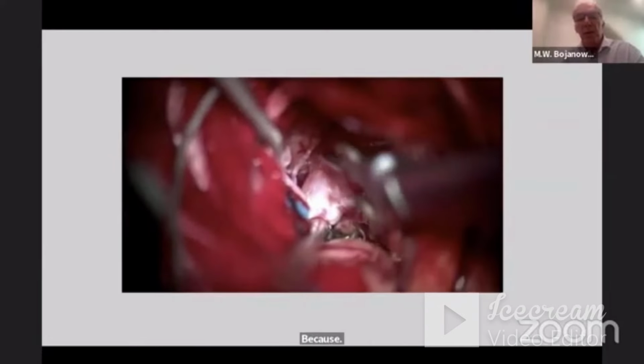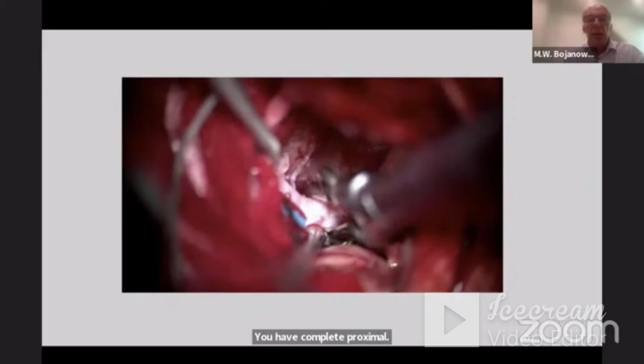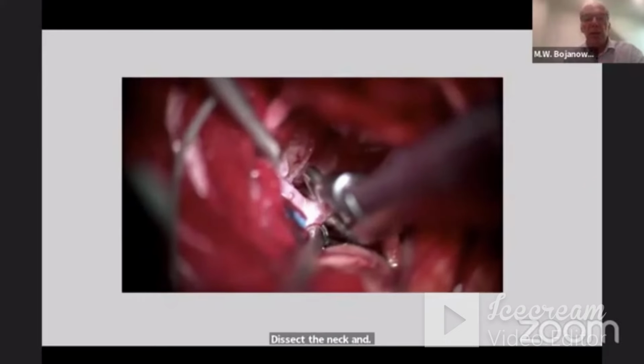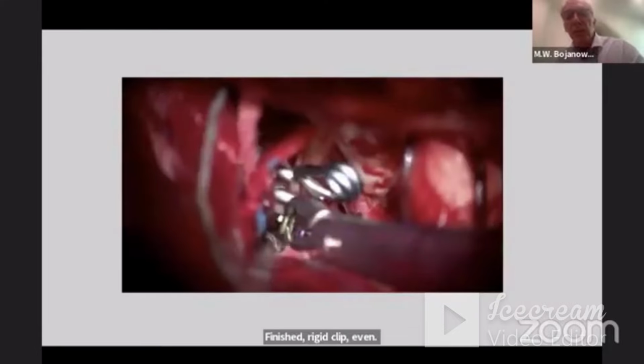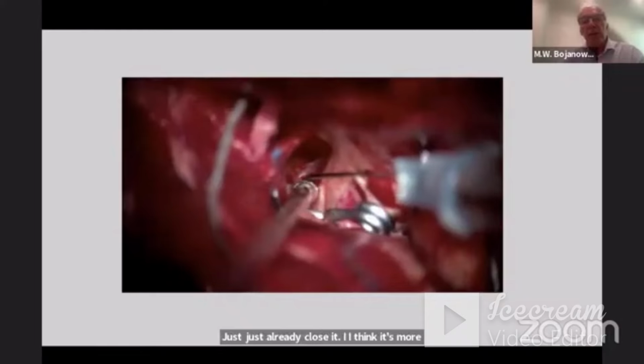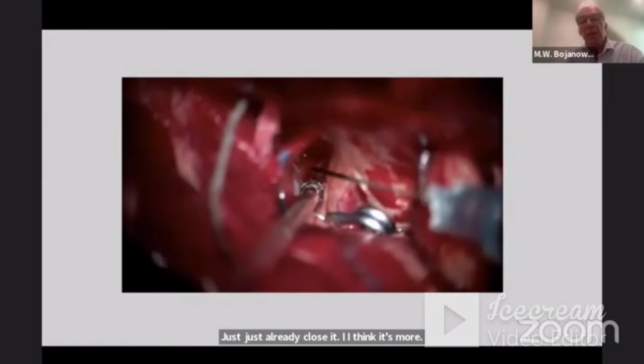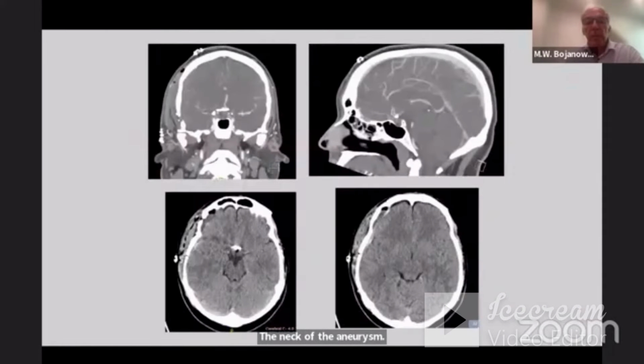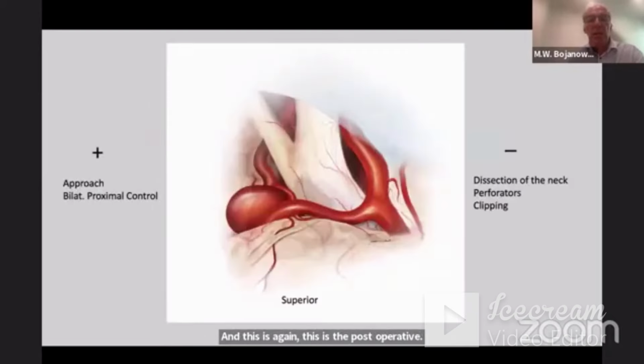You dissect the neck, and I like these fenestrated clips, even just the way they close it. I think it closed the neck of the aneurysm very well. Then this is the case, and this is the post-operative CT scan without infarction.